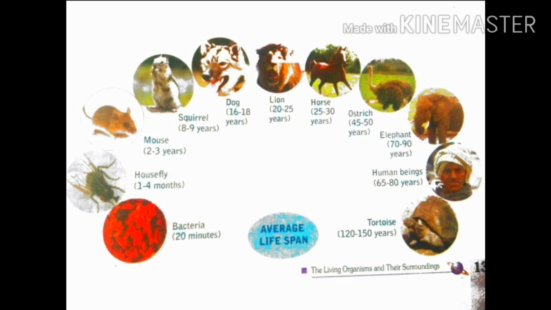See, bacteria 20 minutes, housefly 1 to 4 months, mouse 2 to 3 years, squirrel 8 to 9 years, dog 16 to 18 years, lion 20 to 25 years, horse 25 to 30 years, ostrich 45 to 50 years, elephant 70 to 90 years, human being 65 to 80 years, tortoise 120 to 150 years. These are the average lifespans of these animals.